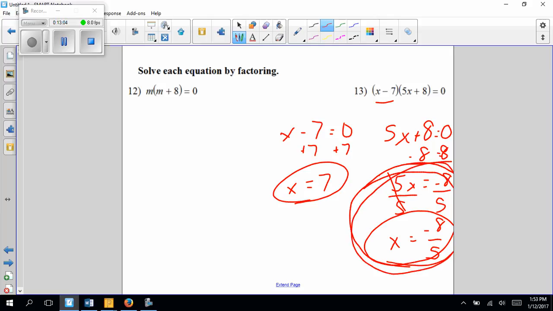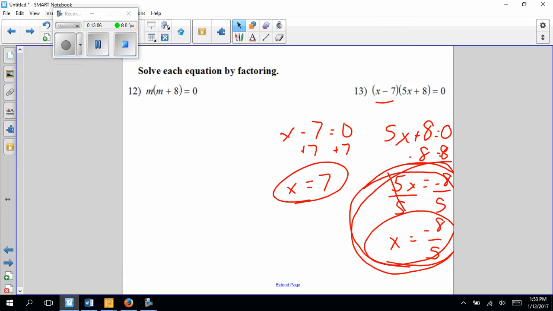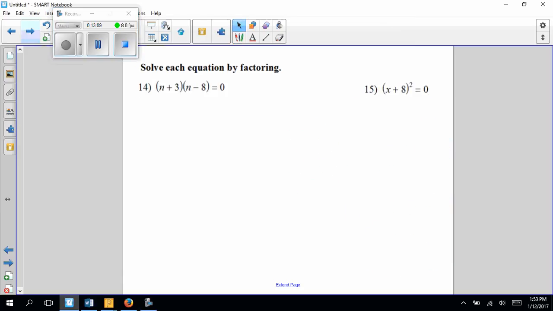Okay? All righty. What do we got? I'm just going to assume you guys can do these ones. It says solve by factoring, so pause it. I'm just going to write the answers up here after you do the work by yourself, and you can check to make sure you're good. All right, this one, n plus 3 equals 0.